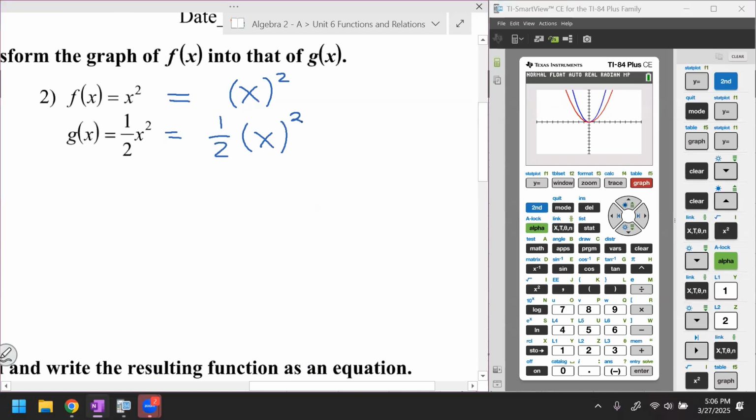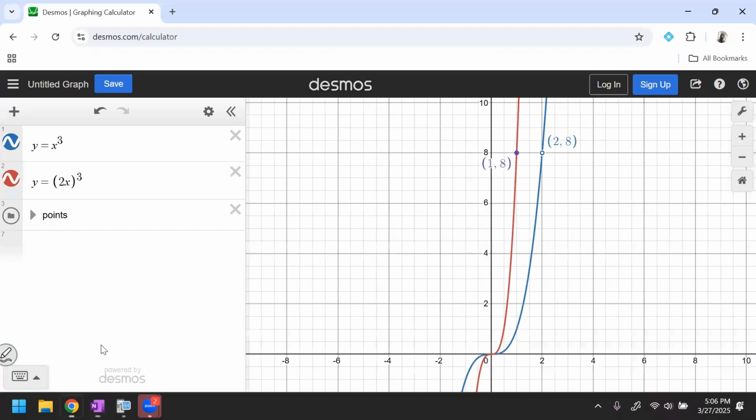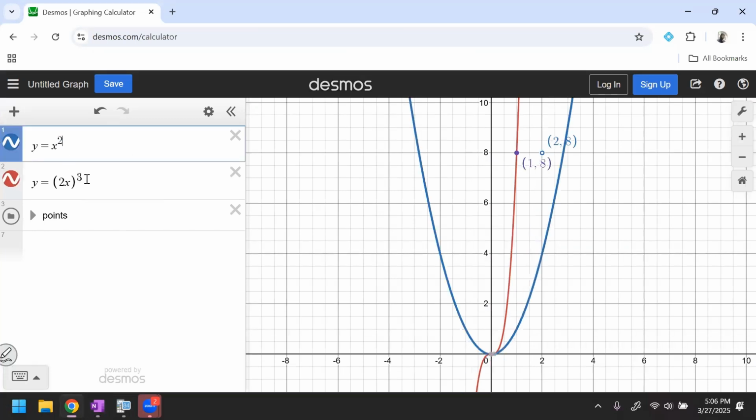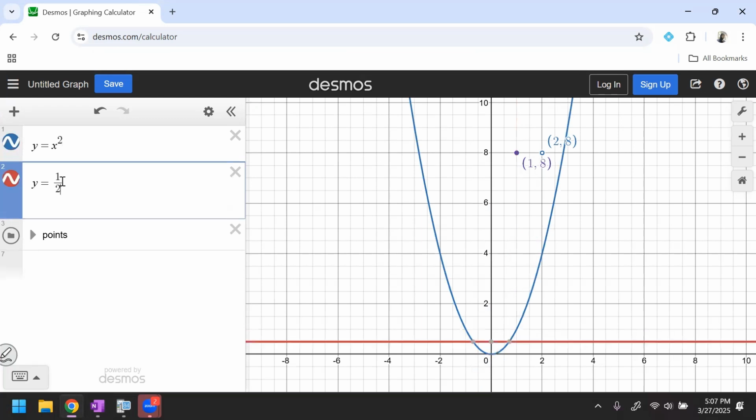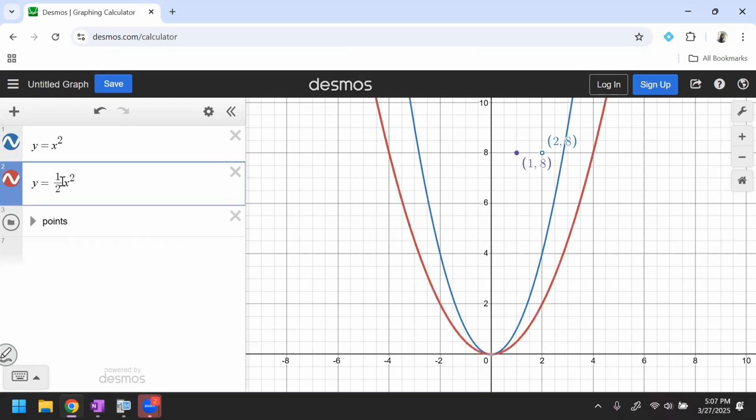Okay, so just by the same logic, it's not being stretched outwards, rather it's being squished downwards, it's being squished up and down. Okay, and we can see this on our graph as well. If I replace this with x squared, and I replace this with 1/2 x squared, okay?